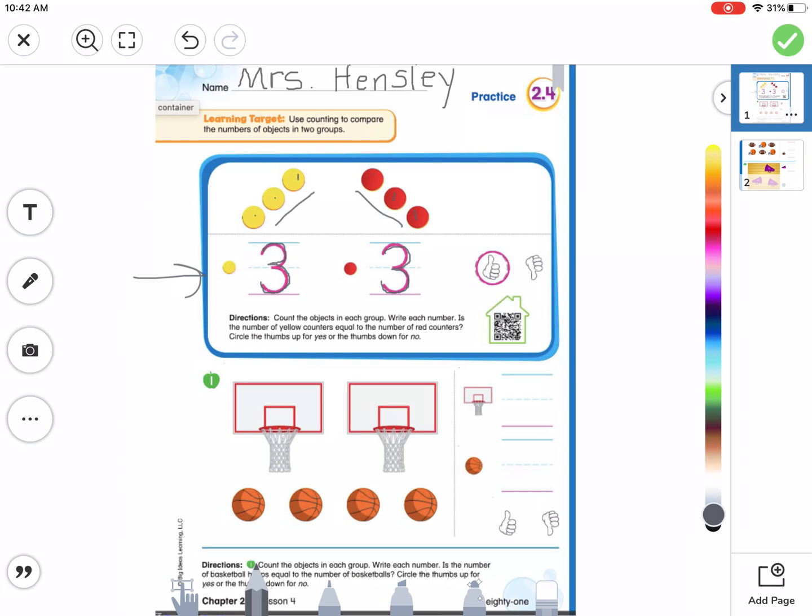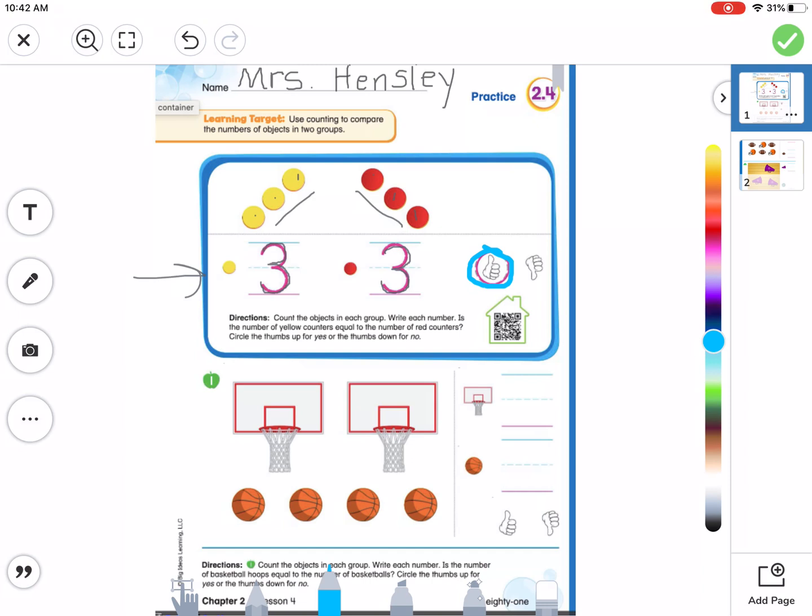So it says circle the thumbs up for yes or the thumbs down for no. We know that yes, they do have the same number. They do have the same amount. So you are going to circle with your pencil your thumbs up.